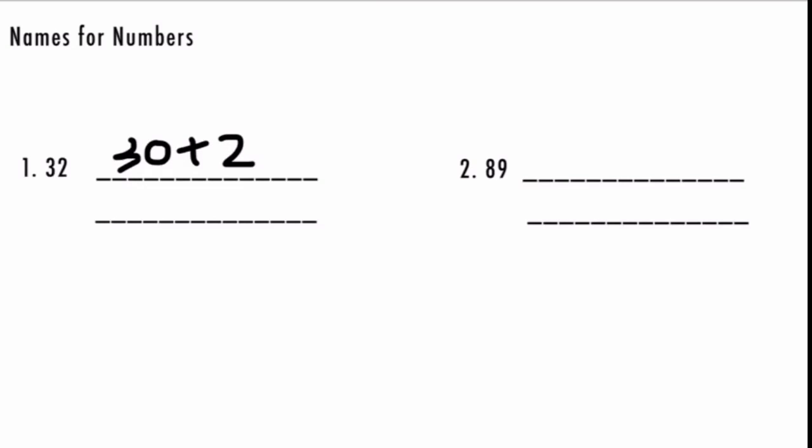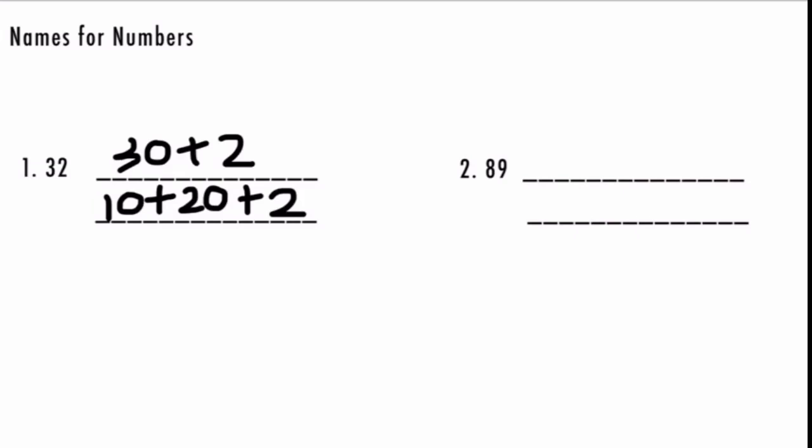Okay, we need to expand it in another way. We can do 10 plus 20 plus 2. This is another way where you can expand 32 because 10 plus 20 plus 2 equals 32, just like 30 plus 2 equals 32.